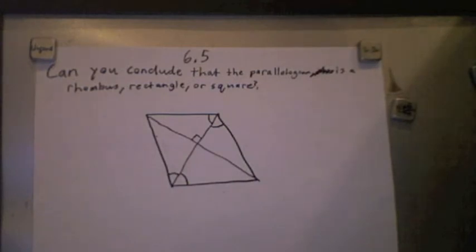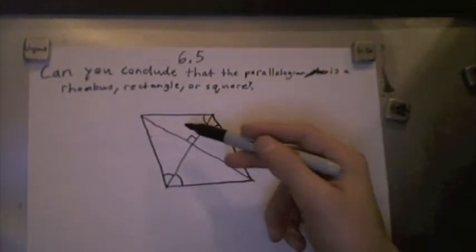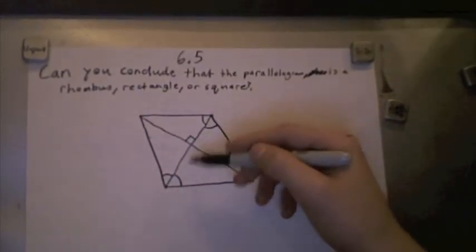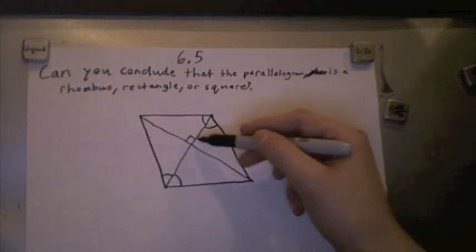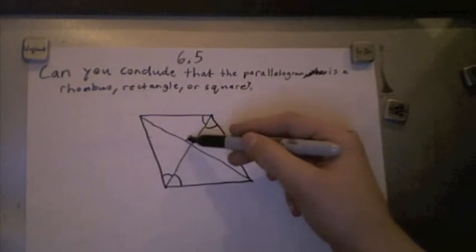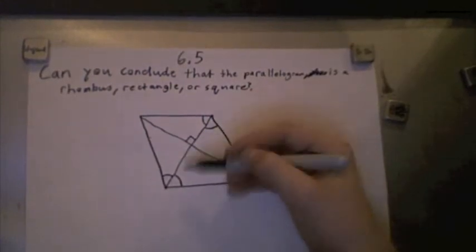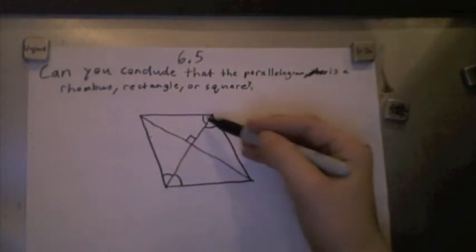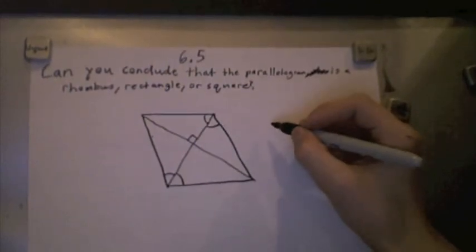Can you conclude that the parallelogram is a rhombus, rectangle, or square? In this case, the answer is yes, you can, and it would be a rhombus. Because in a rhombus, the diagonals bisect and are perpendicular. So that creates 90-degree angles, as you can see, and the diagonals bisect, which is proven right here and right here. So you can conclude that the parallelogram is a rhombus.